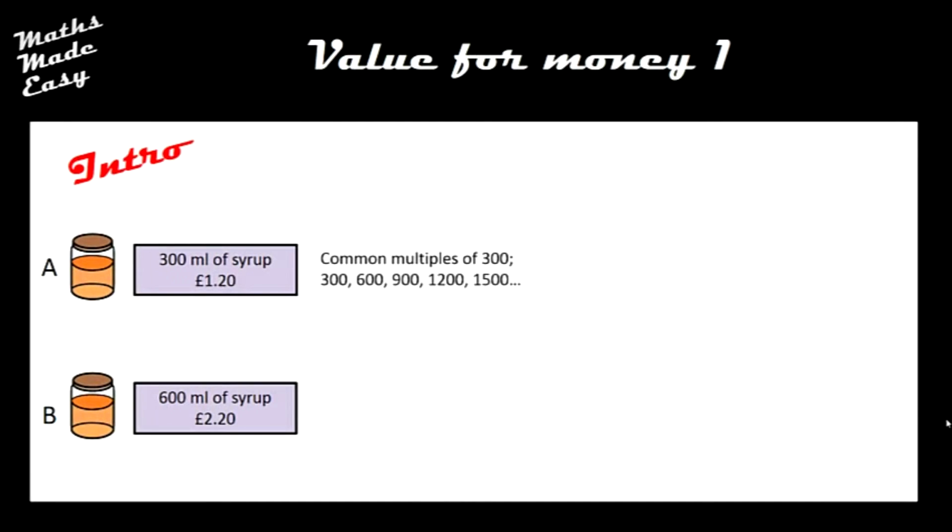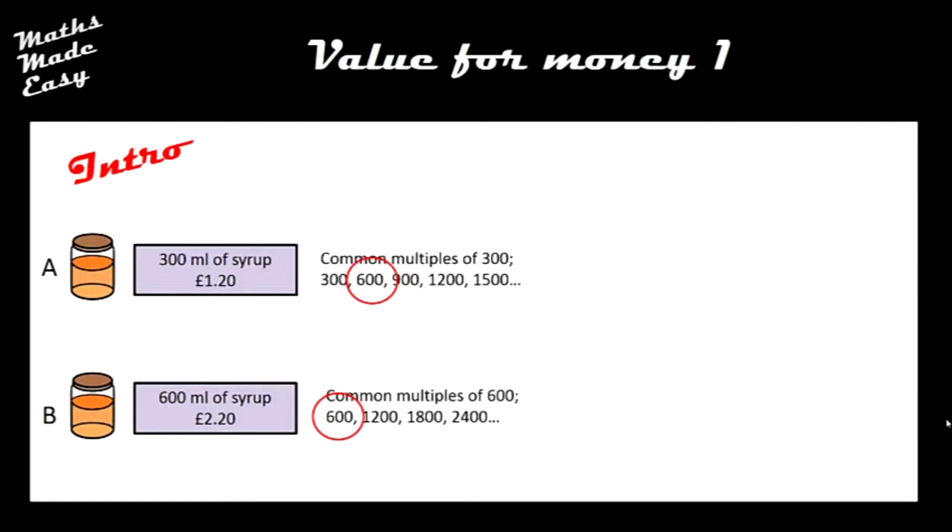So I'm going to start off by looking at common multiples of 300. Now this isn't particularly difficult because you could also think of this as common multiples of 3. So 3, 6, 9, etc. becomes 300, 600, 900, 1200 and so on. And then I'm going to do the same for jar number B. Now hopefully you can see that there is a common multiple here, and it's actually 600.